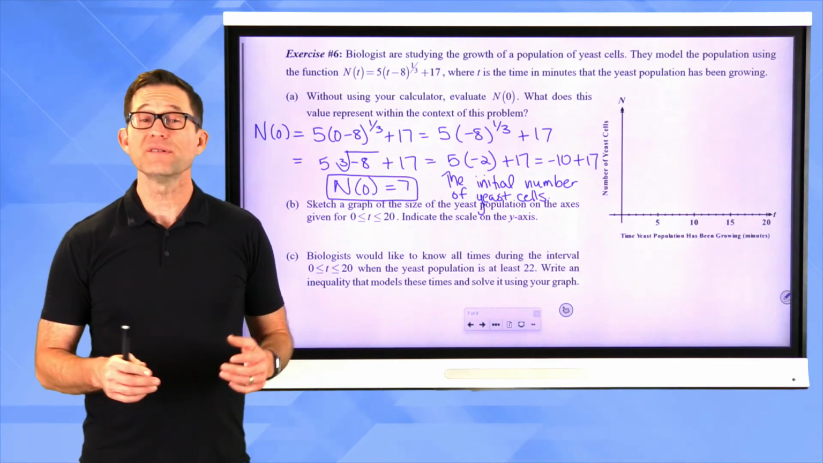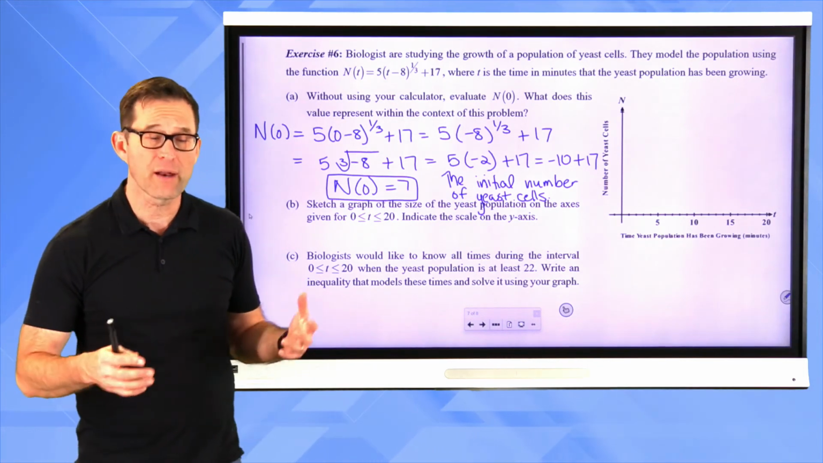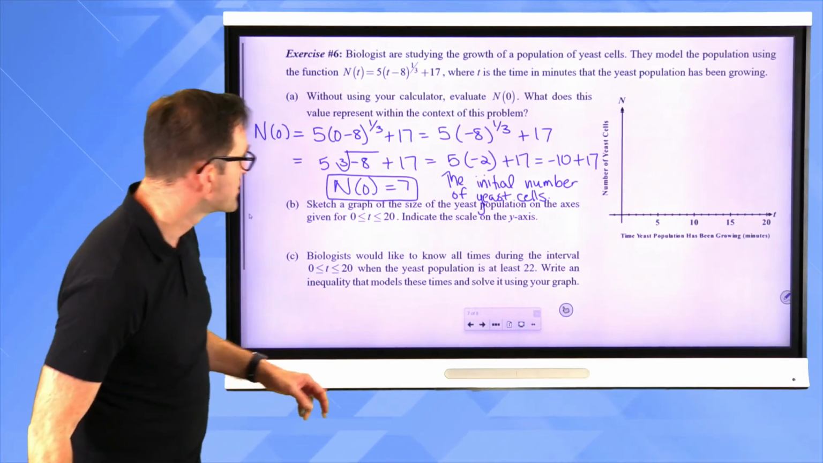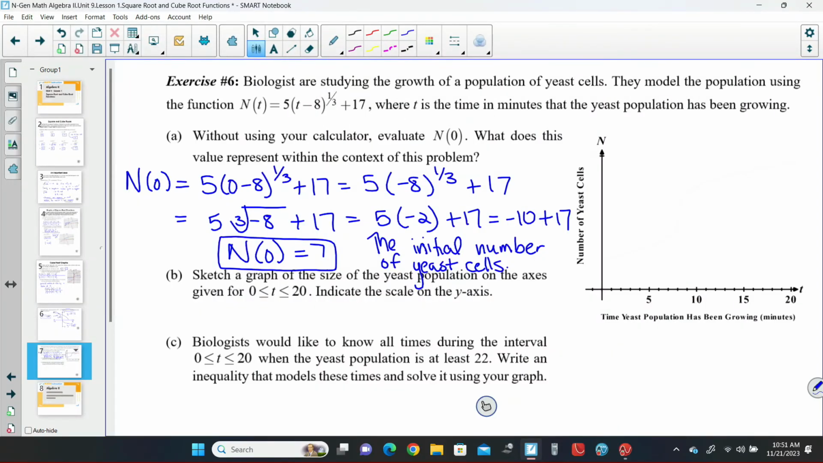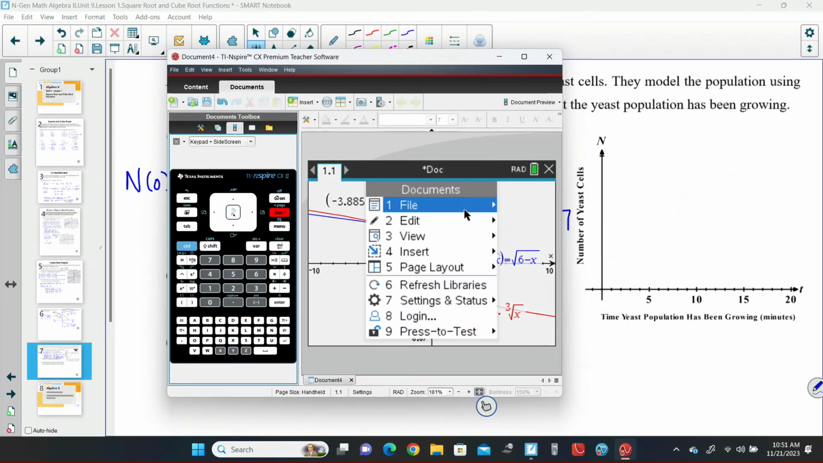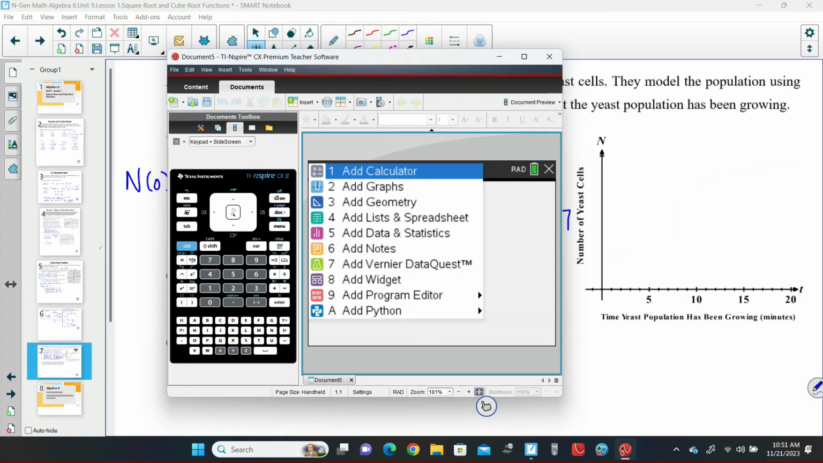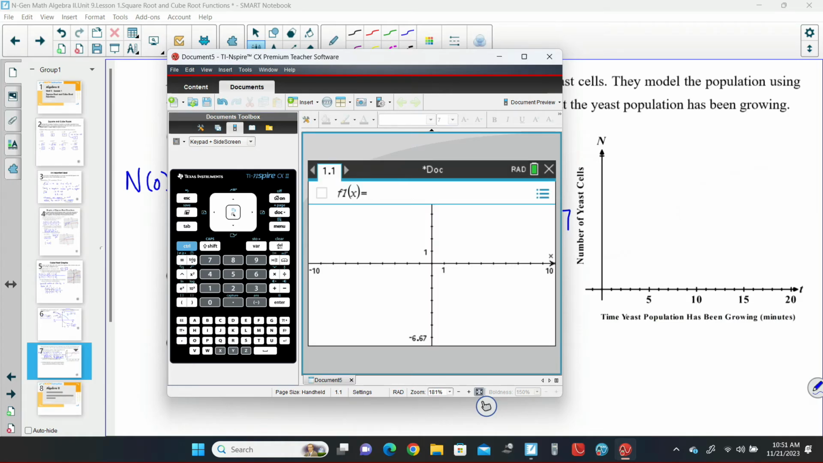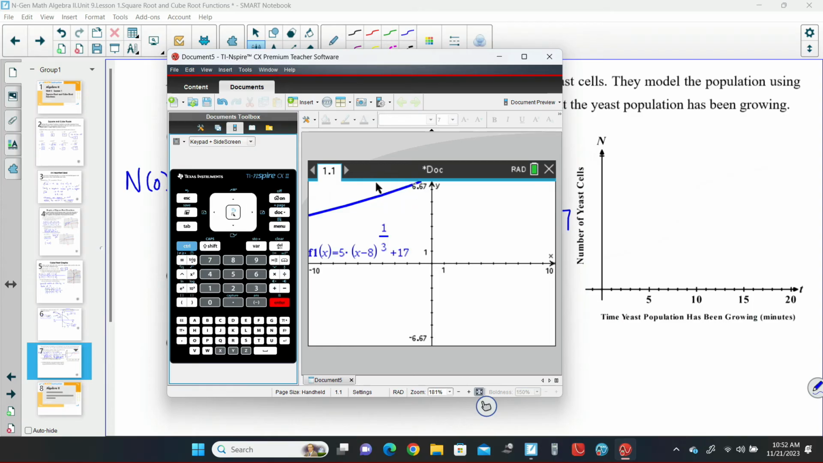All right, well, this is definitely one of those ones where you want to kind of play around with the window. So let's take a look at that. Let me kind of exit here. I'm going to open up a new doc, go into my graphing, and I'm going to put in 5 times x minus 8 raised to the 1/3 plus 17. Awesome. There it is. I don't even know what that is.